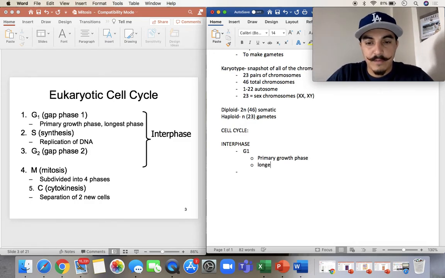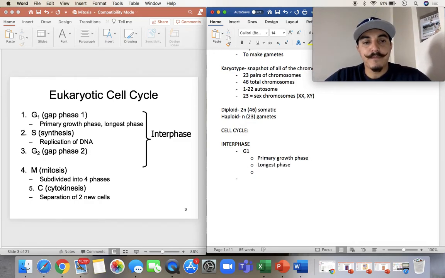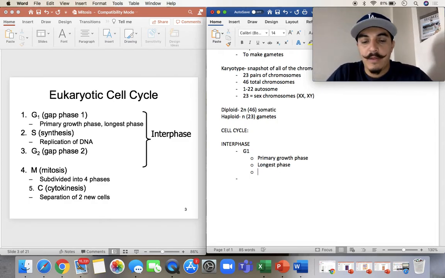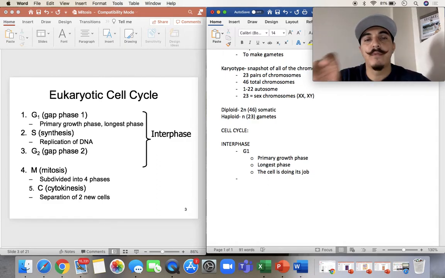This is the longest phase. This is where the cell is doing its job. Whatever the job of that cell is, this is where they spend most of their time, doing what they're supposed to do throughout this whole phase. Then there are periods of time where they have to get into the other phases and replicate and make new cells. But through this whole time, they're just doing their job. So when you look at slides, you're going to see a lot of slides in this whole interphase phase.